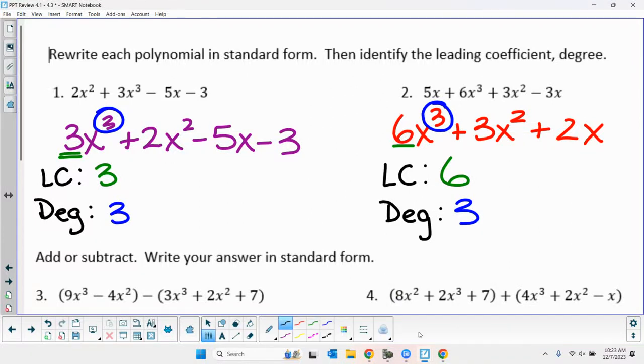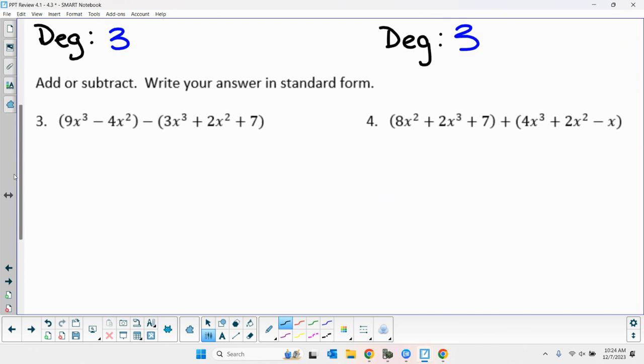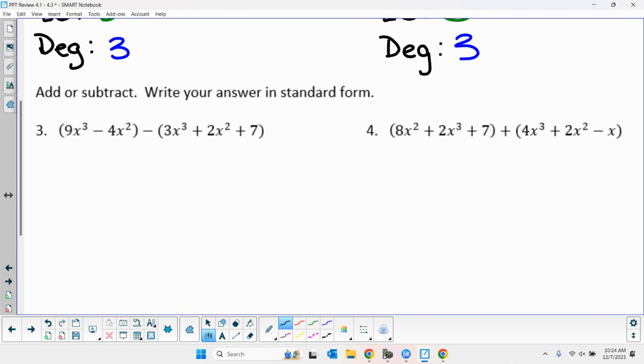Okay, so again, for numbers 1 and 2, put it in the correct order and tell me the leading coefficient and the degree. Now, for number 3, it's just a subtraction problem. So I'm going to combine like terms.